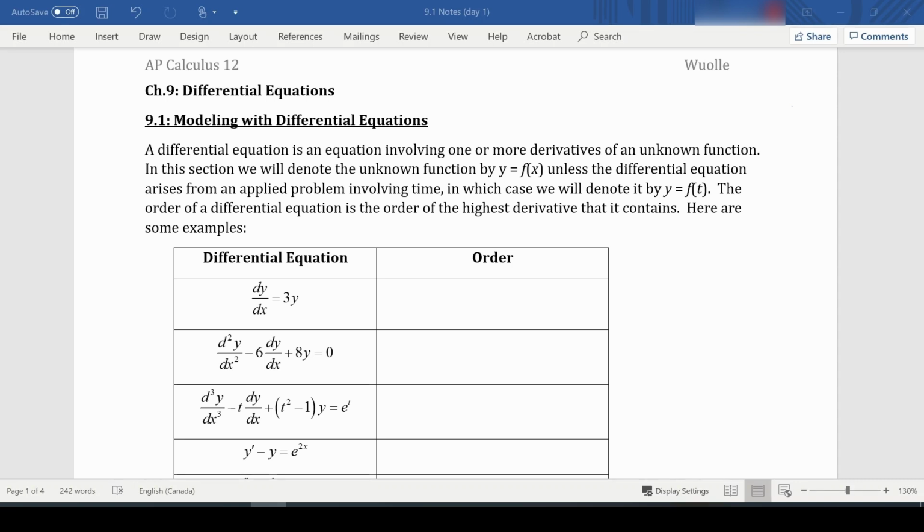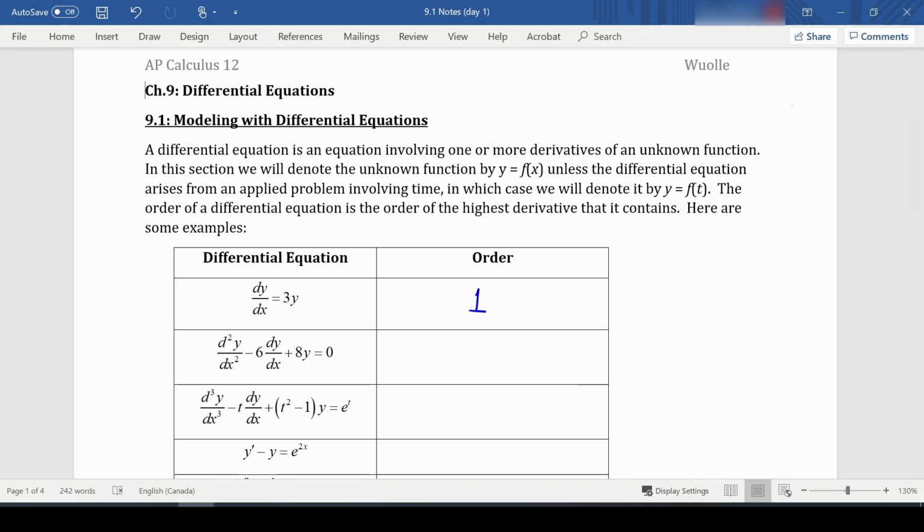In this very first one, we have dy dx on the left-hand side. That would be our f prime or y prime, and 3y on the right-hand side. This is a differential equation of order 1 because we only have a first derivative.